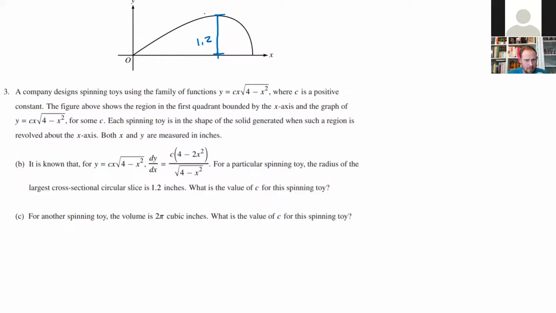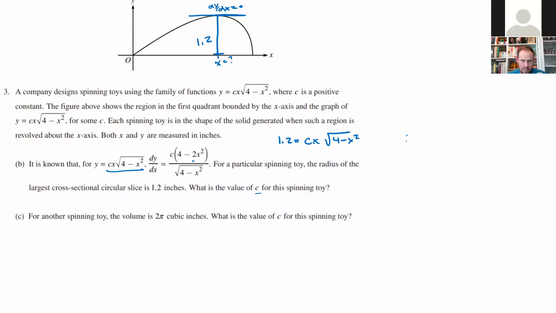Well, this is going to happen at the relative max. So that means the derivative here is going to be equal to 0. So I want to take this derivative and set it equal to 0 first to find what that x value is. And then I can find the c by plugging it in there and setting this guy equal to 1.2. Right? Because right now I'd have cx times the square root of 4 minus x squared should be equal to that height, that y value. But I have two variables, so I can't really solve. So that's why I need the derivative part here.